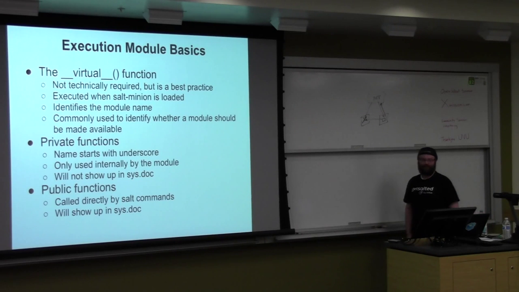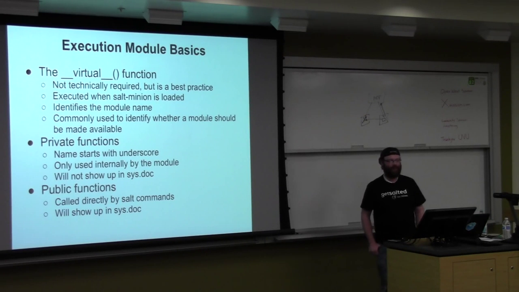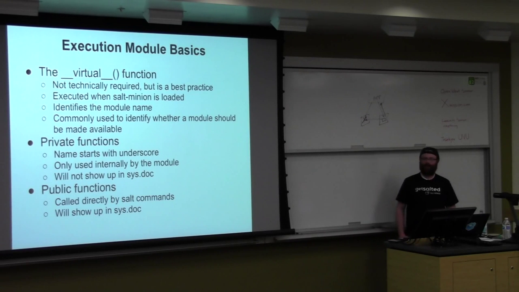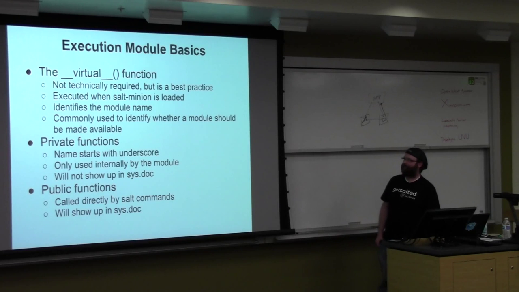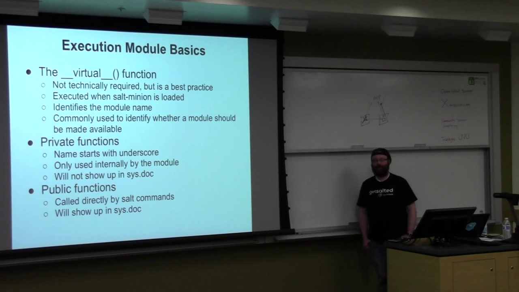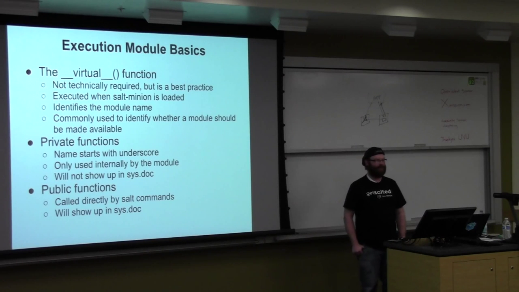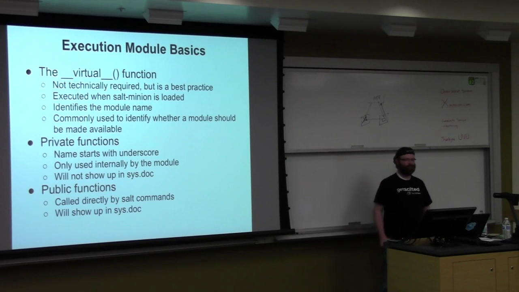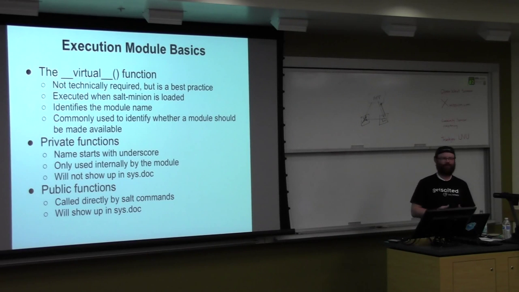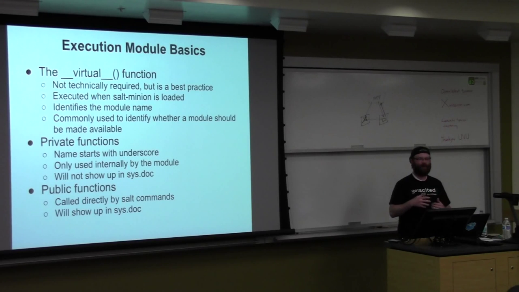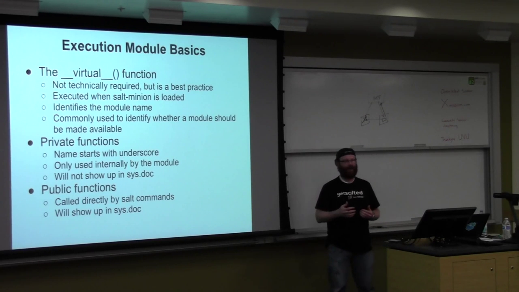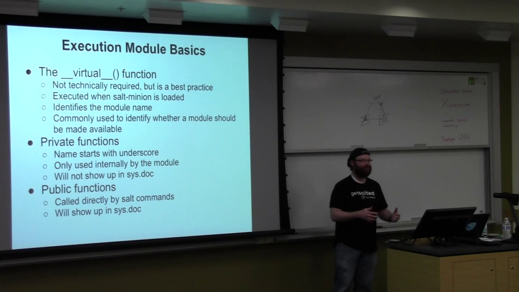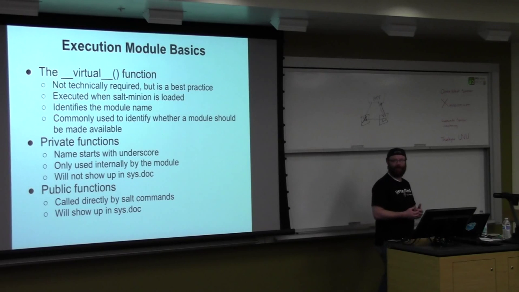There's a virtual function. That's __virtual__, two underscores. It's not technically required. But generally speaking, you should use it. The example I'm going to show you is actually kind of a bad reason to use it, but it'll illustrate the purpose. Whenever the salt minion is spun up, it will run the virtual function and find out what the name of the module is. This is useful for, say, we've got a package module, which we want to be able to run, say, package.install on Ubuntu, on Red Hat, on Arch Linux or whatever, and we don't want to have to specify yum on this system and apt on this system and pacman on this system. We just want to specify package, right?